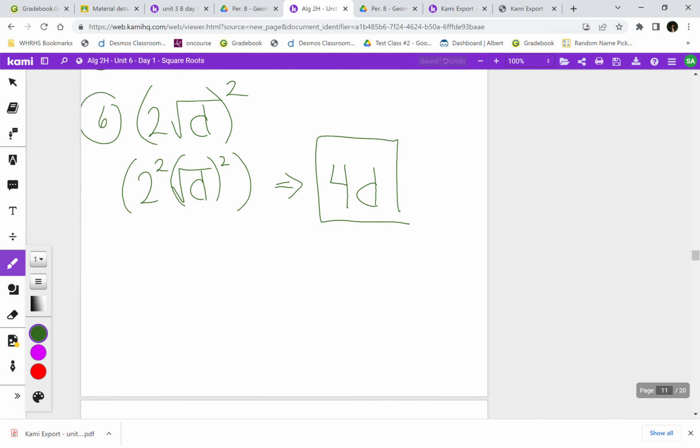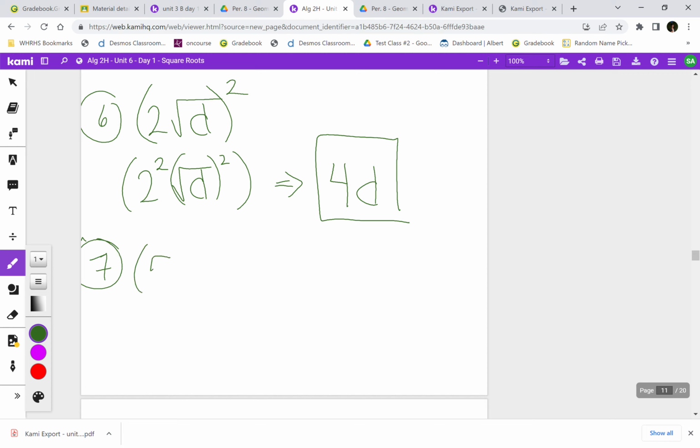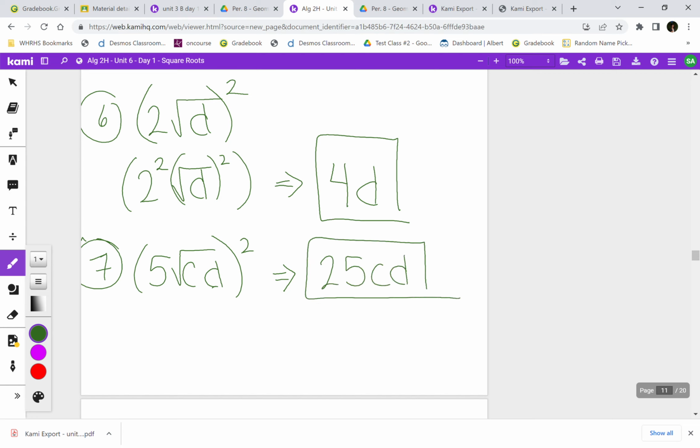All right, you all do this, and then we'll move on. I know you guys want to be done. We're almost there. 5 root cd squared. Tell me what you get. All right, who's got an answer for me? Simon. 25 CD. Anybody want to see me do it?